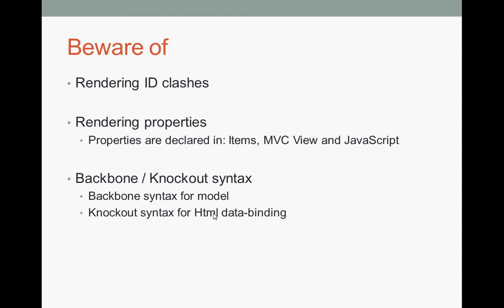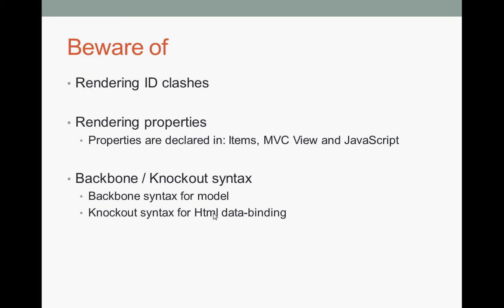So for instance, if you have a text property, you have to declare a template field that's called text. You have to get it out of the parameters template in your MVC view, and you have to declare a property in your JavaScript. And this is where I usually mess up with my components.